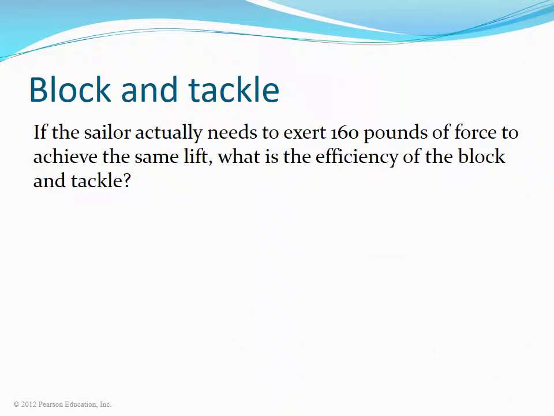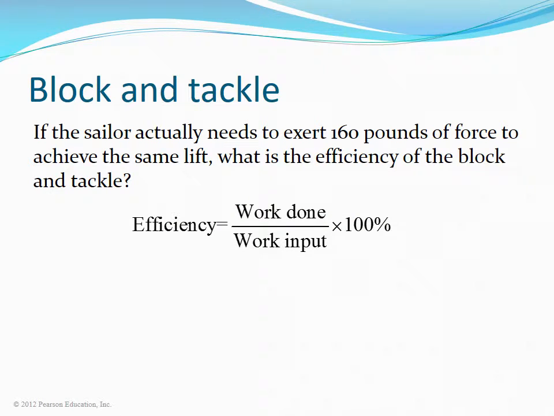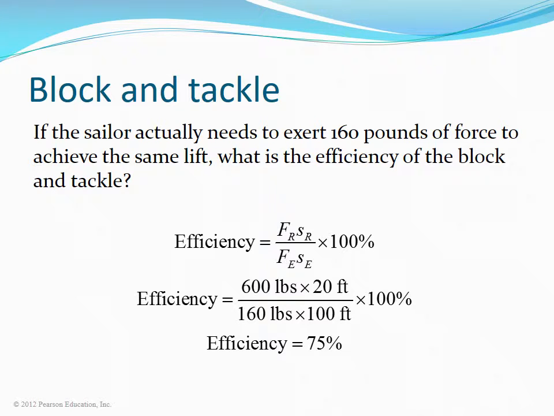If the sailor actually needs to exert 160 pounds of force to achieve the same lift, what is the efficiency of the block and tackle? Now friction is not ignored. The efficiency is the work done divided by the work input times 100%. The work done is the resistance force times the resistance distance, 600 pounds times 20 feet. The work input is 160 pounds times 100 feet. Solving, we find an efficiency of 75%. 75% of the effort goes to moving the load, while 25% of the effort is lost to friction.